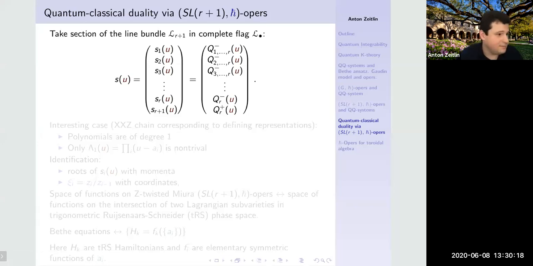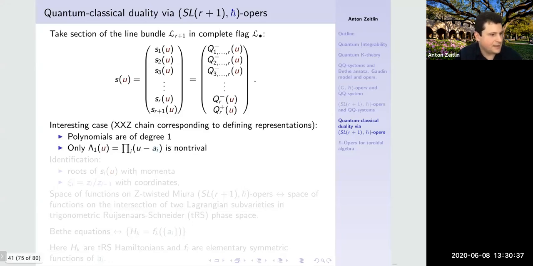Okay, so now I want to describe some applications. So maybe Peter already gave a talk at this seminar before, but nevertheless. So for these SLR plus one opers, you can actually write down this explicit section. And let's write down the elements of the section in terms of these Bäcklund transformed operators. So an interesting case happens when all these polynomials in the section are of degree one, and only lambda one, so the regular singularities occur only on the top, the element 1, 2 in the matrix.